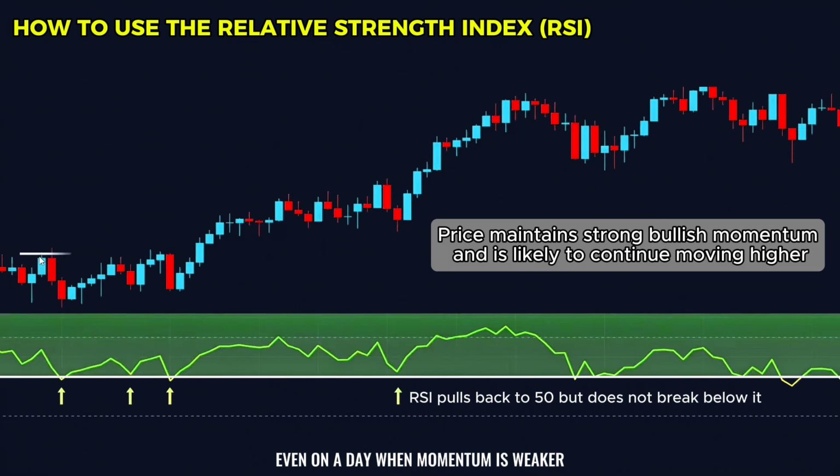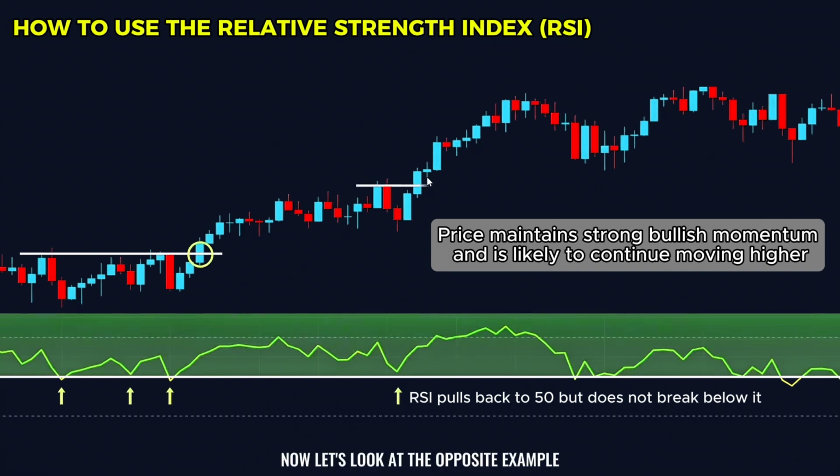Even on a day when momentum is weaker, the price can still make a higher low. So imagine what could happen when momentum becomes strong again. The price has an even greater chance of continuing higher. And that's exactly what happens. The price continues moving up. This is called hidden bullish divergence, which signals trend continuation.